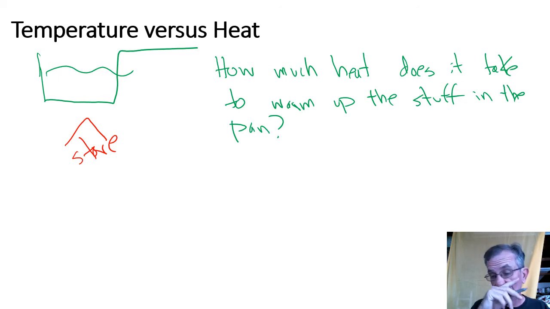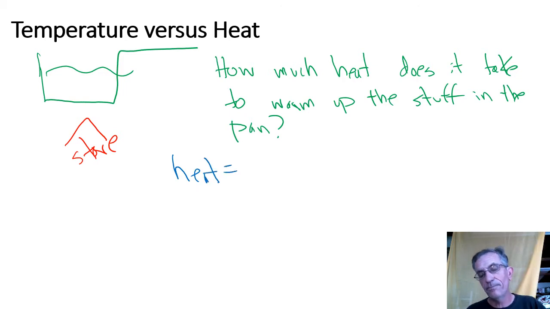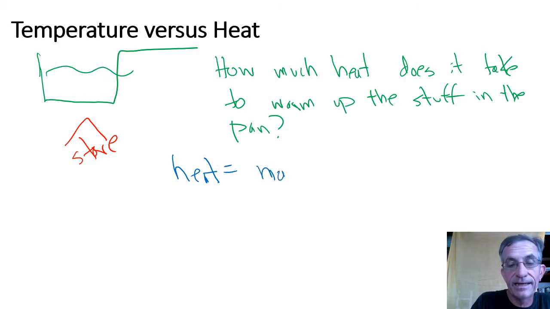Well, there are several factors that matter. The energy I need to get from the stove, the heat, in other words, is going to have to do with, first off, how much stuff I put in the pan. The way I could talk about that is the mass of stuff in the pan. Am I heating up 10 grams of stuff or 100 grams or 1,000 grams? The more stuff, the more energy you're going to need.